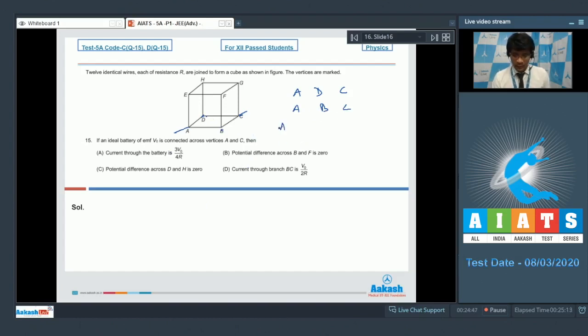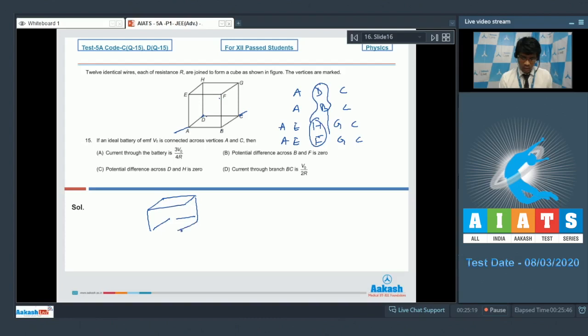Another different path is AEHGC and AEFGC. Points H and F are exactly midpoints of the path, so the potential here would also be the same, and that will be the same as the potential of B and D. So if we redraw the diagram, we are left with this situation. That means the current in the branches DH and BF would be 0.